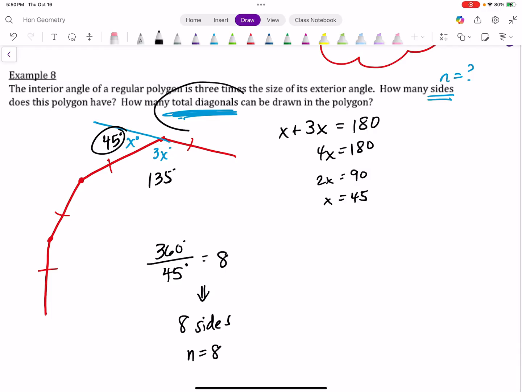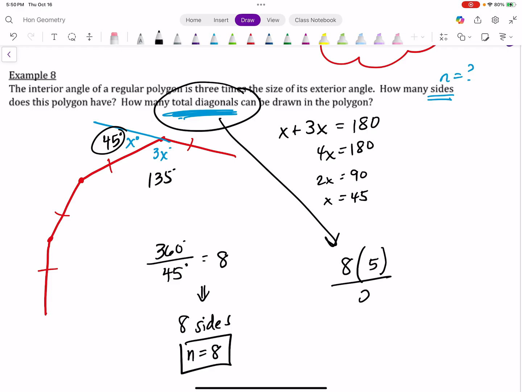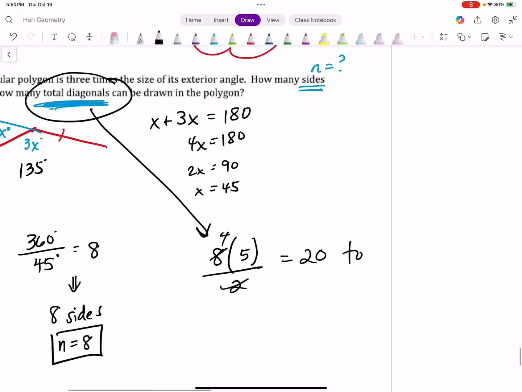And then for the total, how many sides does it have? Okay, 8. How many total diagonals? Take the number of sides, multiply it by 3 less, and halve it. So there's 20 total diagonals that we could draw in.